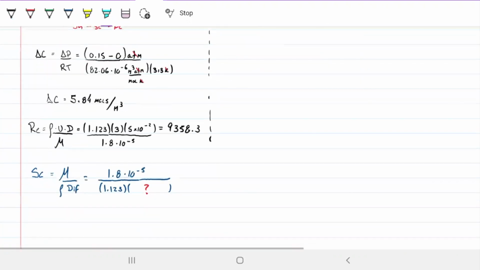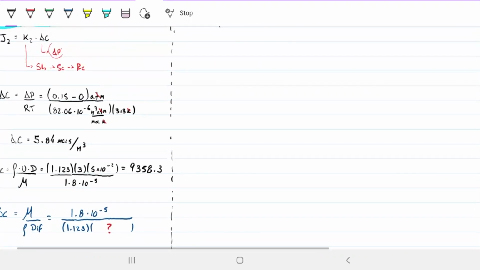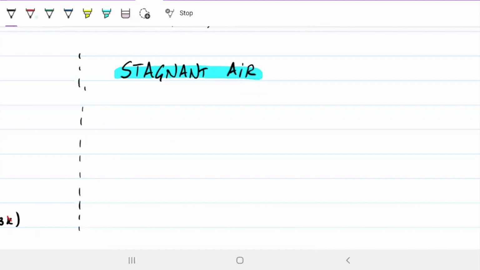All right, let me just keep my barrier so that this is continuous. Okay, cool. So what do we need to do here for stagnant air? Well, what are we looking for? We're looking for the diffusion coefficient. How can we find the diffusion coefficient?